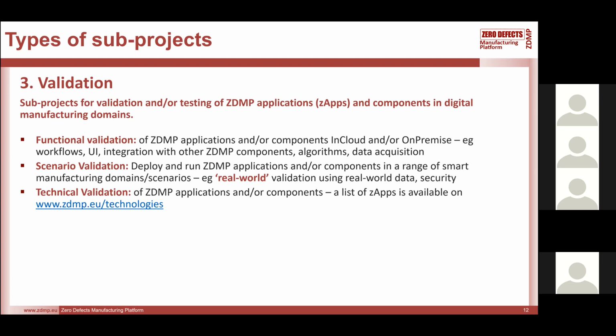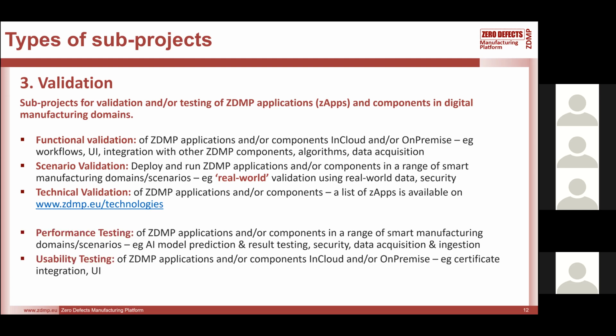So here we're looking at different types of validation. It can be functional validation, scenario validation, so we're looking at different domains, different deployments, or technical validations. And we can also be looking at performance testing and usability testing. So hopefully, given the range of companies and people we have attending today, there is going to be at least one of these activity areas and one of these subsections of each activity area that fits with your business models and development plans. If so, then you're perfect to apply for us.